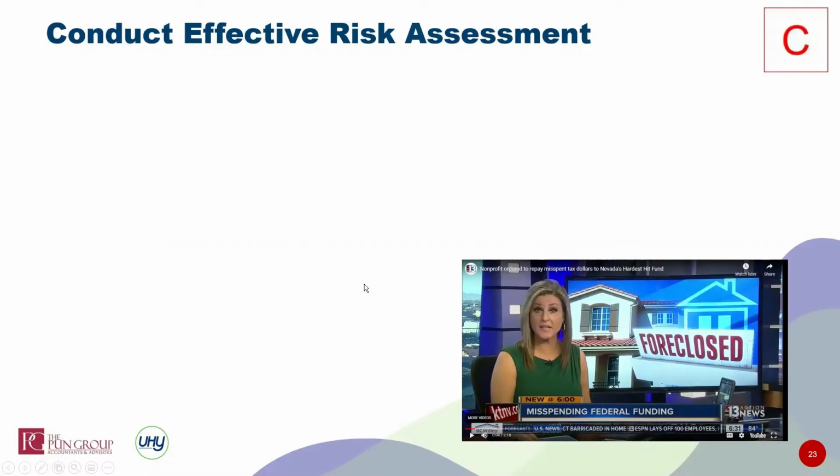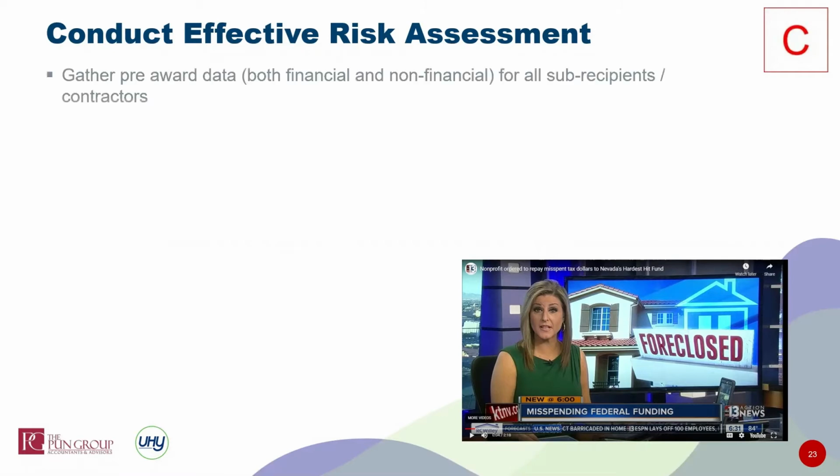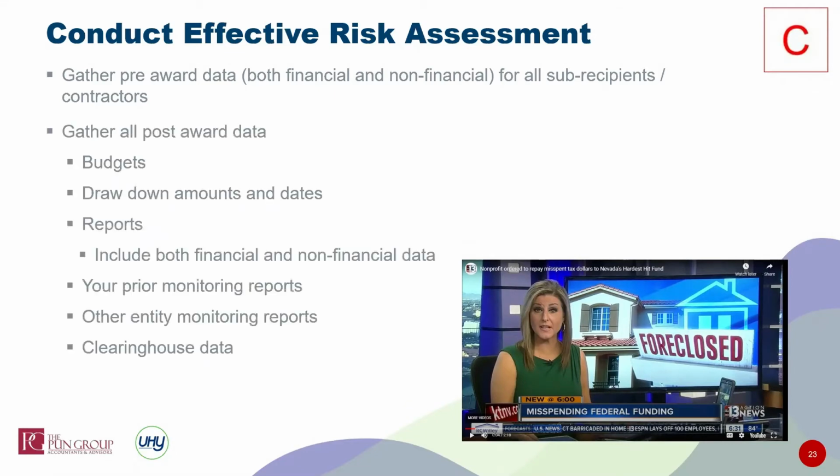So essentially we can see, and this was actually an investigation not done as sub-recipient monitoring, but I bring this to light because we can clearly see that there are requirements in order to monitor to prevent these things from happening. And so as we're looking at our sub-recipients and contractors, we should be gathering pre-award data, both financial and non-financial, for those sub-recipients. And then we should also gather post-award data such as budgets, drawdown amounts and dates, reports, both financial and non-financial. As you can see, they were spending in areas in which they shouldn't have been spending.